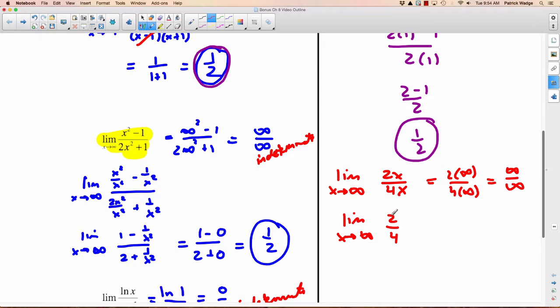So what's the limit of 2 over 4 as x approaches infinity? Well, it doesn't matter what x approaches. This is a constant. It's going to be 2 over 4. So our answer is 2 over 4, which is the same as 1 over 2. And again, that's exactly what we got here.